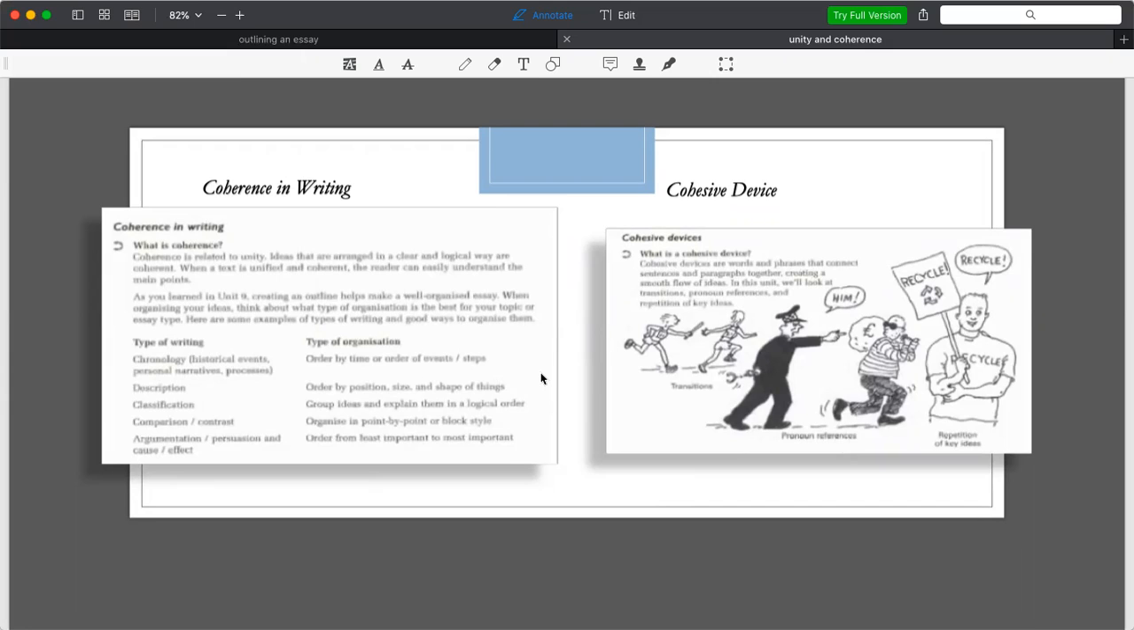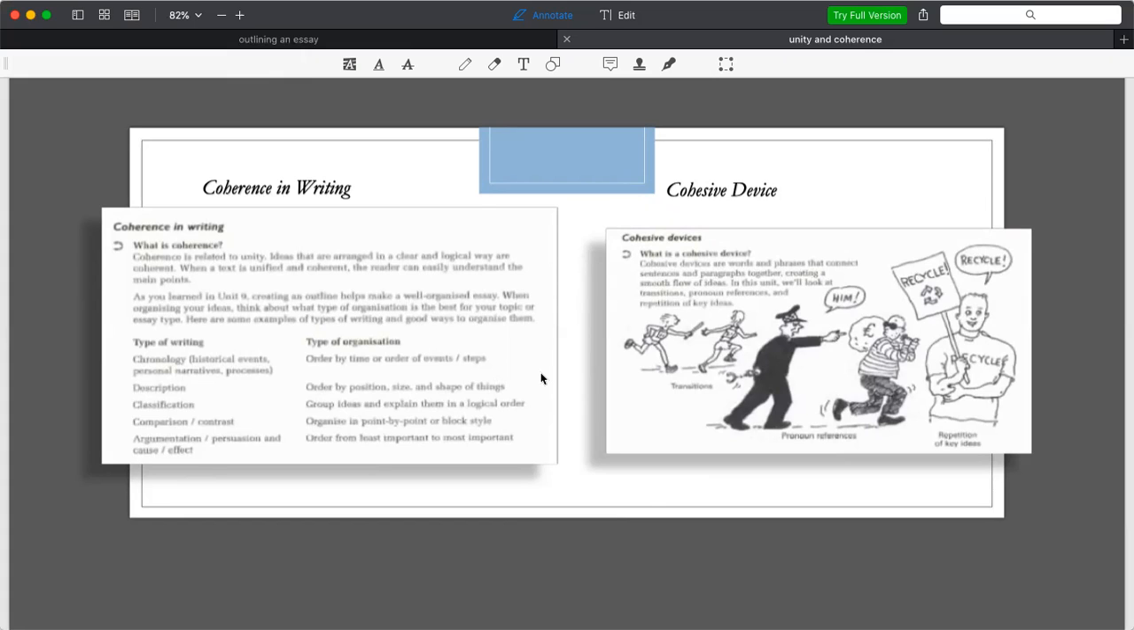As you learned, creating an outline helps make a well-organized essay, well organized in your ideas. Think about what type of organization is best for your topic. Chronology: order by time, the order of events. Description: order of positions, size, shape, things. Classification: group ideas and explain them in a logical order. Comparison and argumentation: order from least important to most important.